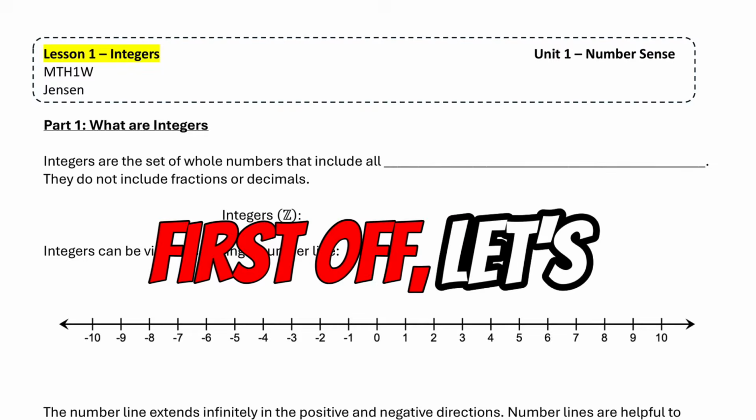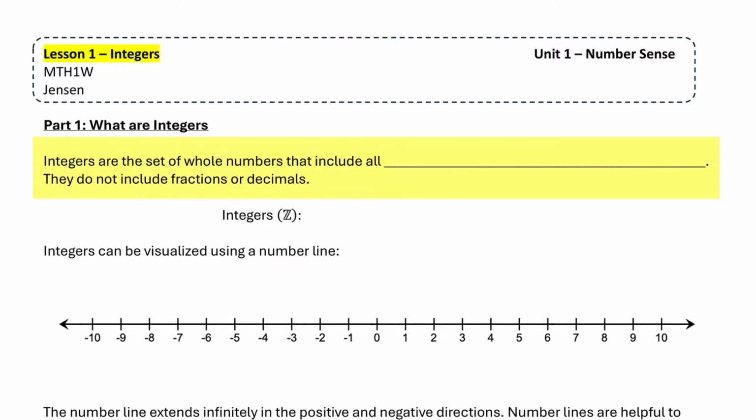First off, let's look at what integers are. Integers are the set of whole numbers that include all positive and negative whole numbers, and also 0. An important part of this definition is that they have to be whole numbers, meaning integers can't have a fraction part or a decimal part.